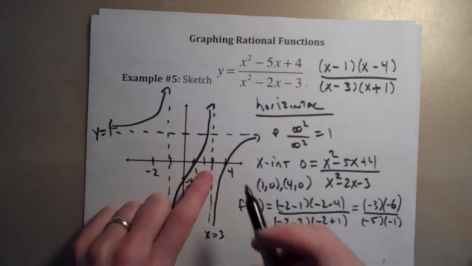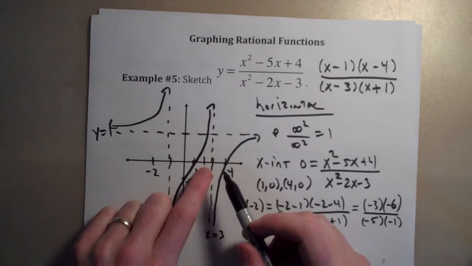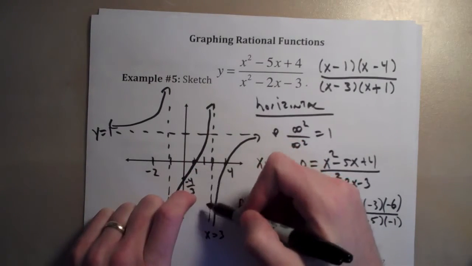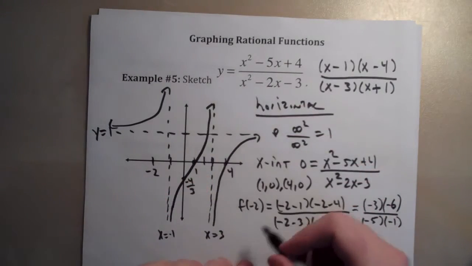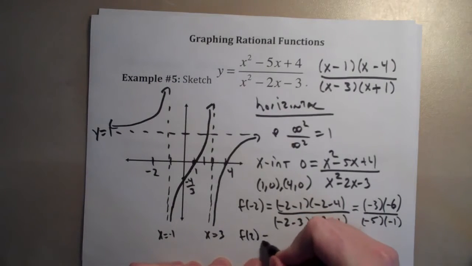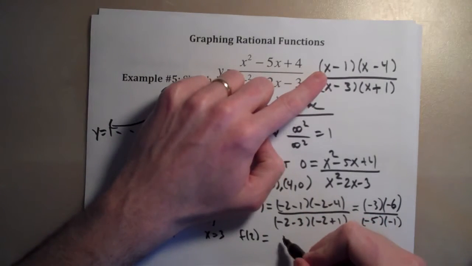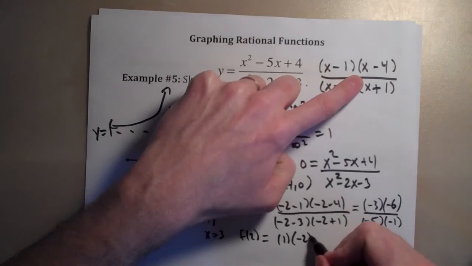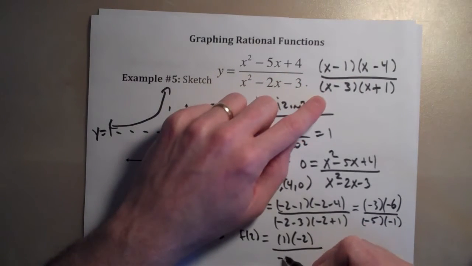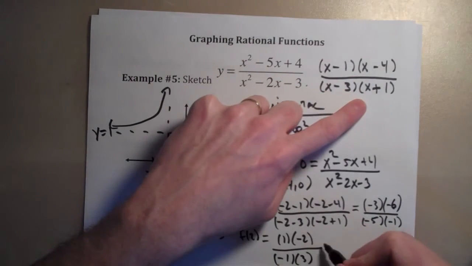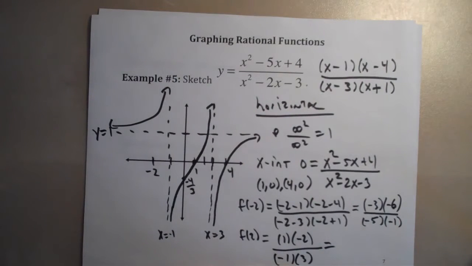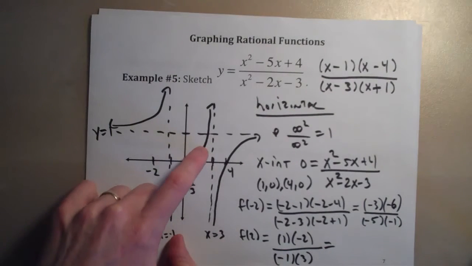Okay, let's keep going. Let's look at f of 2 and see if f of 2 is down in the negative area or up in the positive area. So f of 2. So 2 minus 1 is 1. It's going to be 2/3. So f of 2 is 2/3 in the positive area.